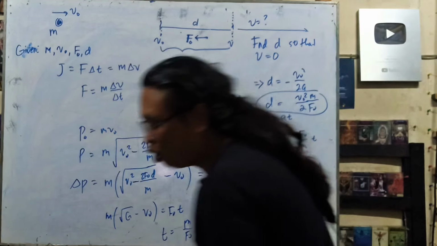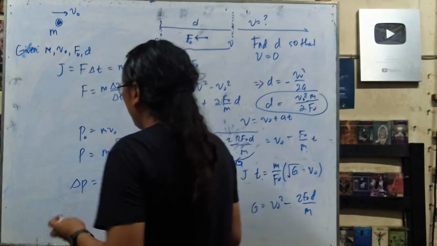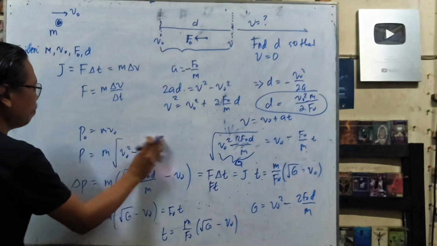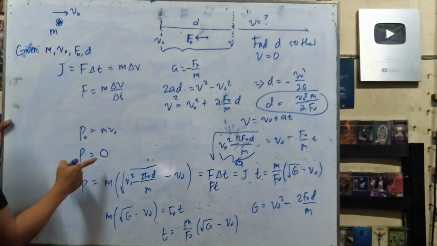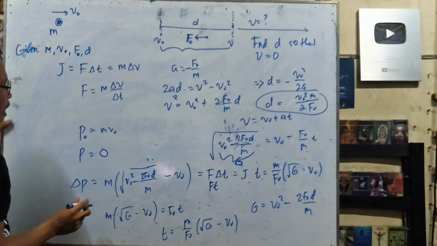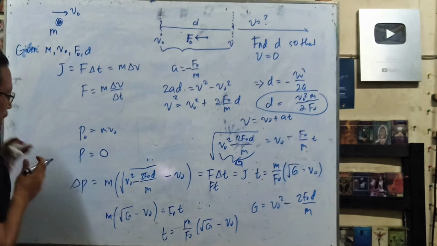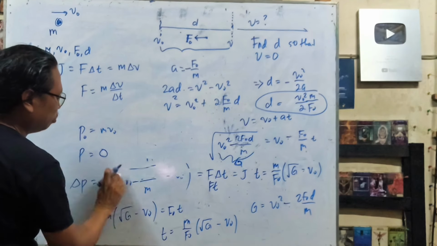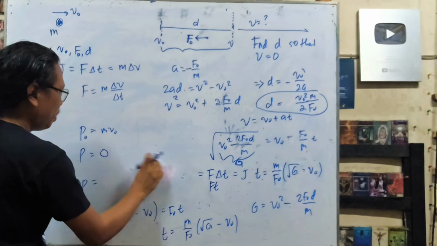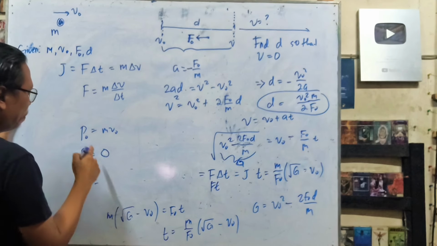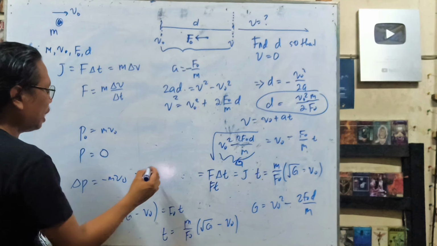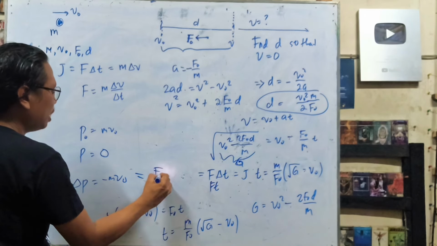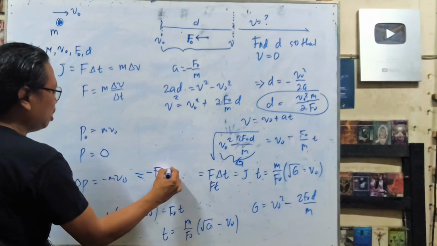But to show how we use it in terms of momentum and impulse: what's the final momentum? The final momentum is just 0 because V final is 0. So that means delta p becomes this minus that, so minus m V naught, and this is equal to F delta t. So this is minus F naught delta t, or F t.